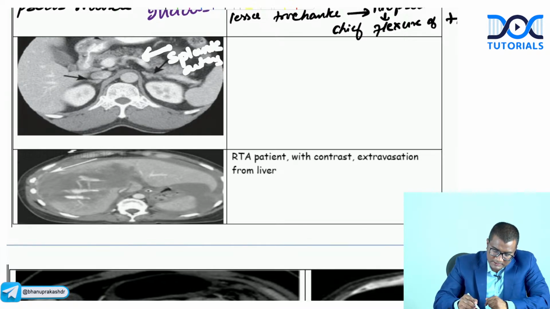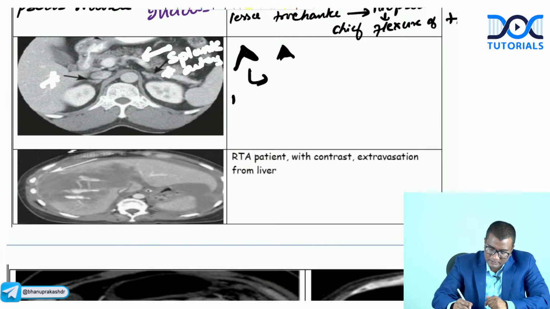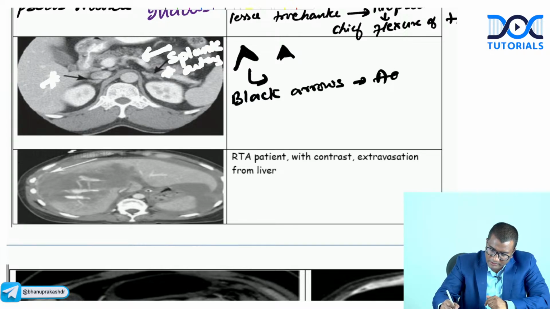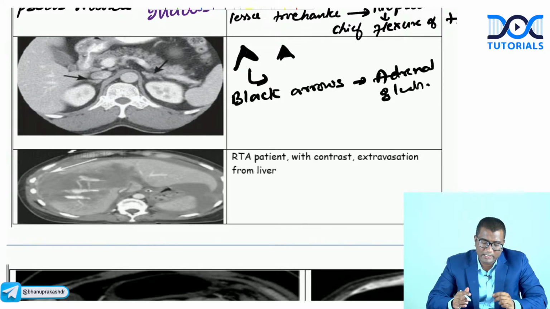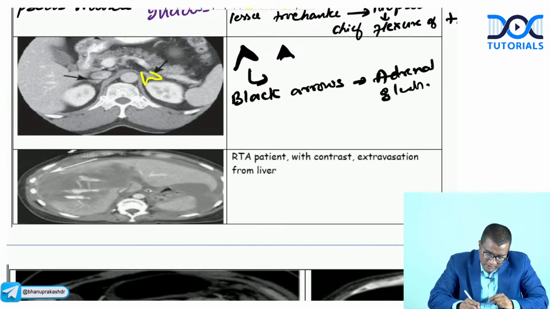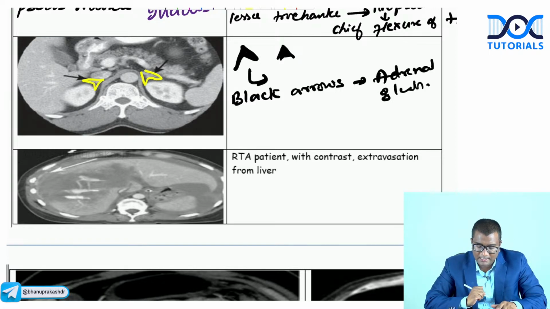And can I ask you, what are these black arrows that are pointing here? These are triangular or inverted Y-shaped structures. Can you tell me what are these? What are these black arrows? Very good, these are your adrenal glands, right? So let us identify the adrenal gland once again. The black arrows, which are these inverted Y-shaped or triangular structures, are your adrenal glands.